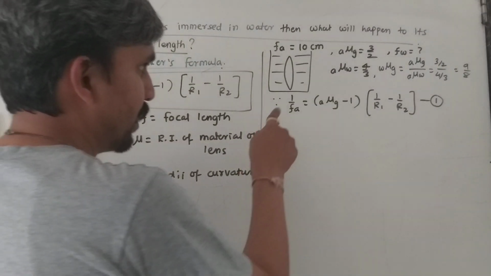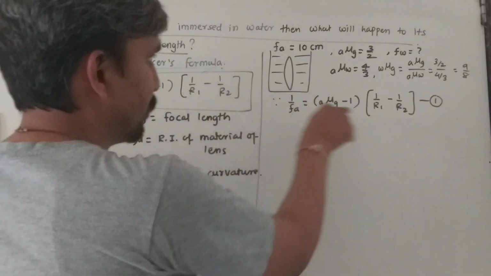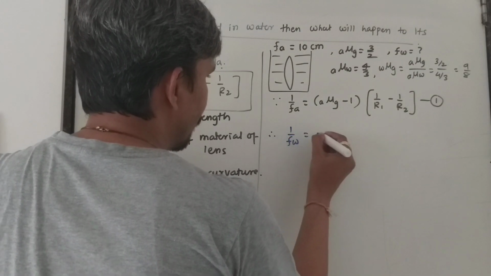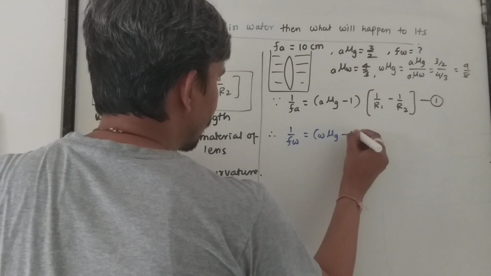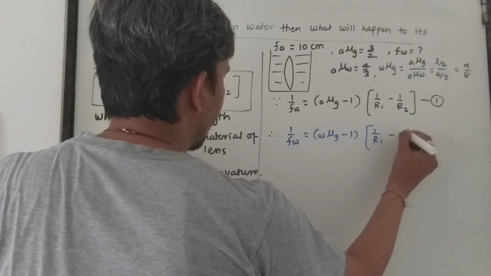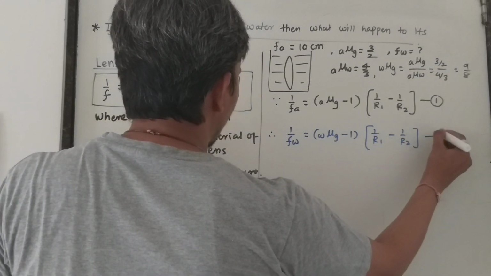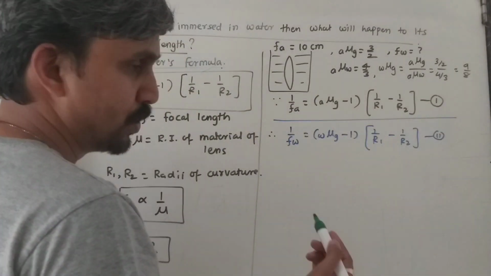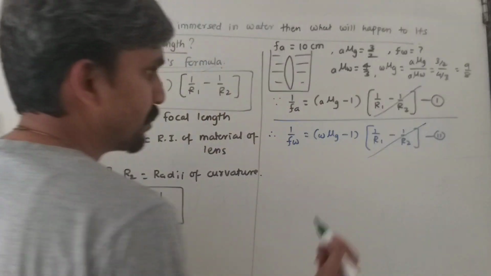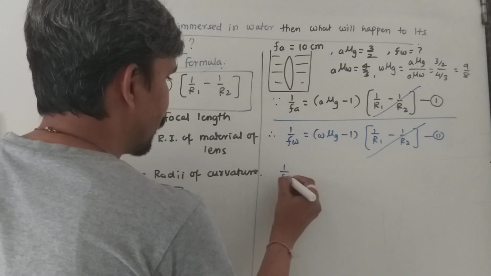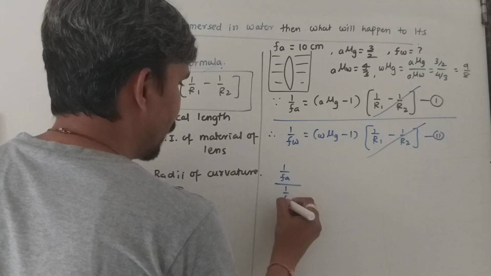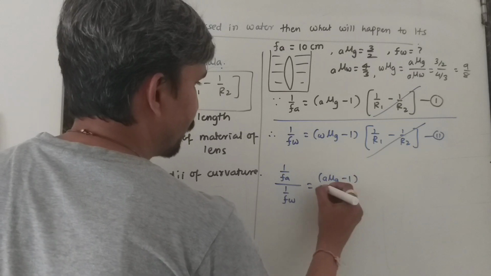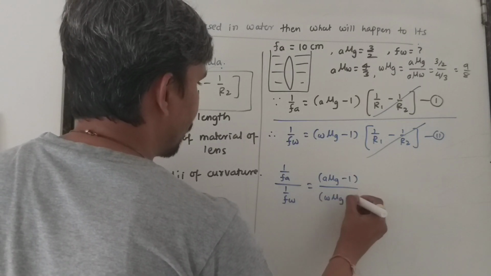So 1 upon Fa is equal to (aμg minus 1) times the bracket, using the same equation. For water, it is 1 upon Fw is equal to (wμg minus 1) times (1 upon R1 minus 1 upon R2). This is equation number 2. I will divide these two equations. I can cancel these parts because this is the same term. So I write 1 upon Fa upon 1 upon Fw is equal to (aμg minus 1) upon (wμg minus 1).